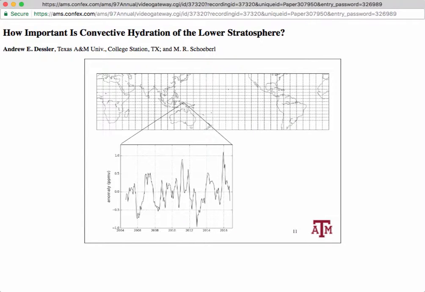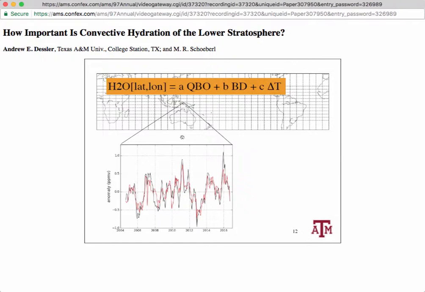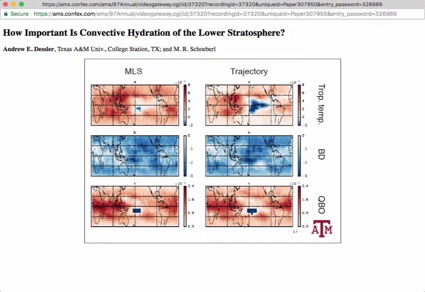And so what we're going to do is the same thing with the trajectory model that we did with the MLS data. We've got time series of the trajectory model in each of these boxes. And then we're going to fit each one using exactly the same model. And so we're going to come up with coefficients for the trajectory model that we can compare to the coefficients from MLS. And we can ask the question, how well does the trajectory model do in reproducing the dependence on these terms? And so this is the answer. So on the left side are the coefficients you get from MLS.